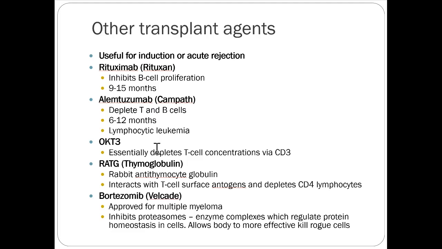OKT3 is a product that depletes T cell concentrations via specific CD3 receptors. Thymoglobulin, there's a couple out there. The more common one is RATG or rabbit antithymocyte globulin, and that interacts with T cell surface antigens and depletes CD4 lymphocytes.